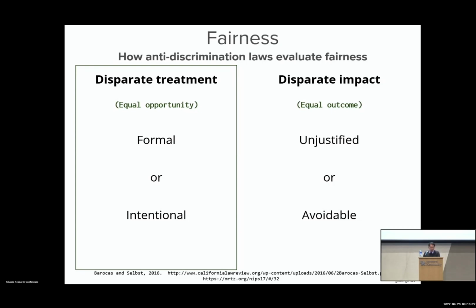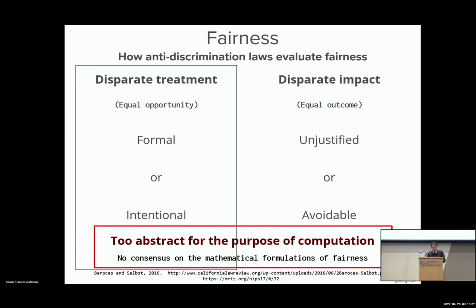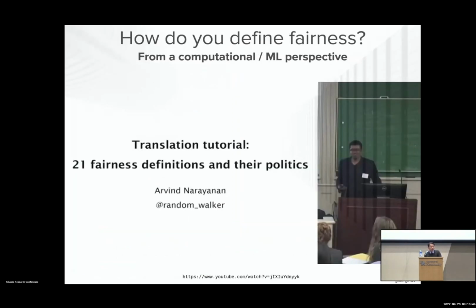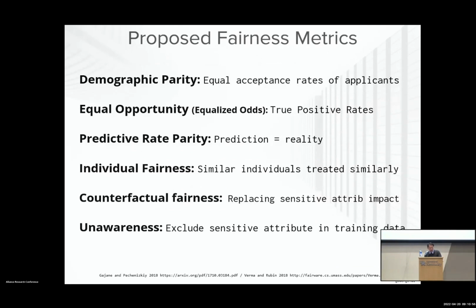So that's how our laws describe it. The problem is that this is too abstract for the purposes of computation, right? So you can't compute on these laws. And unfortunately, there's no consensus on the mathematical formulation of fairness. And this is what everyone is rushing to solve, right? In fact, if you look at the computer science literature, there are no less than 21 fairness definitions. So you can tell that a lot of people think fairness should be computed in different ways.